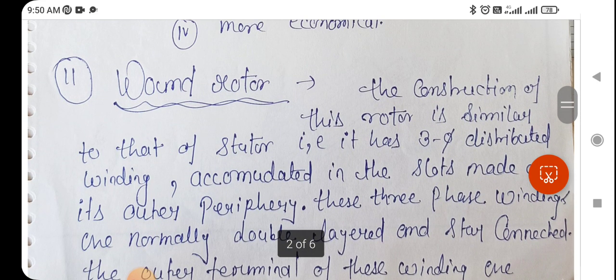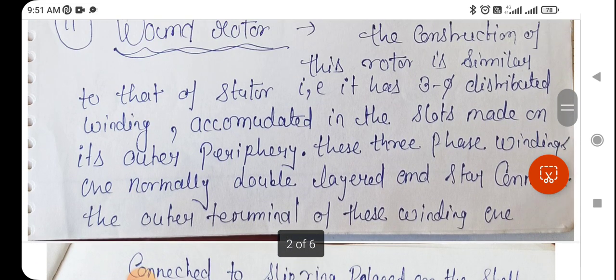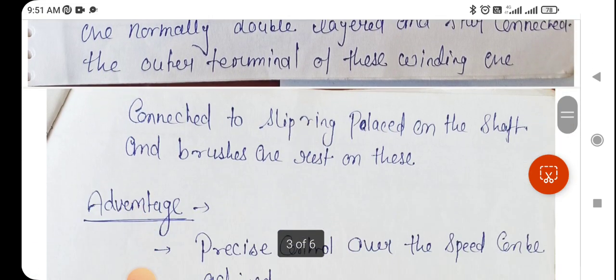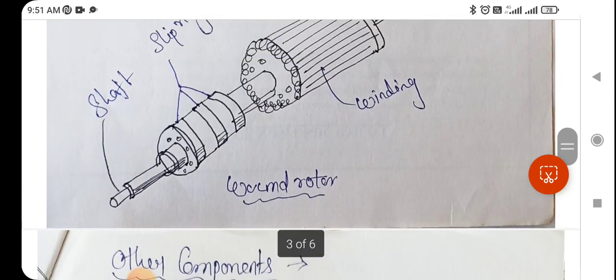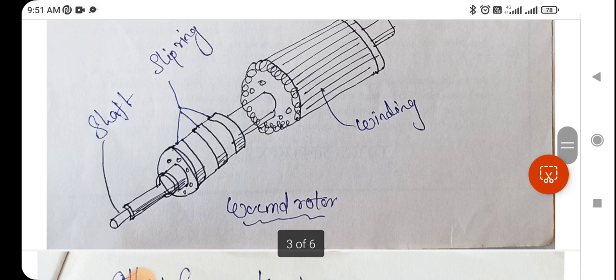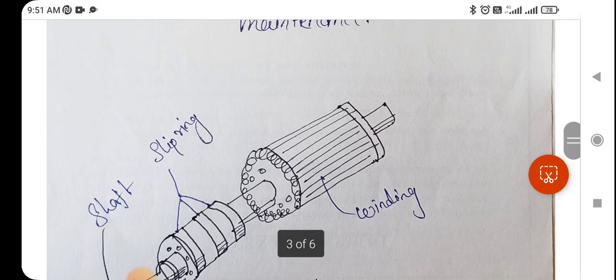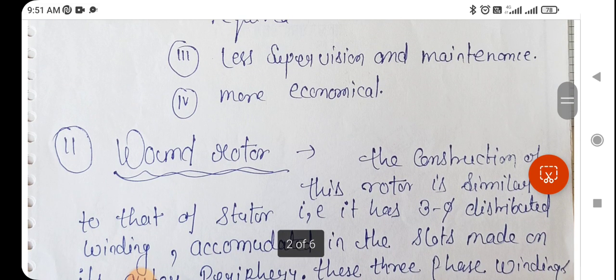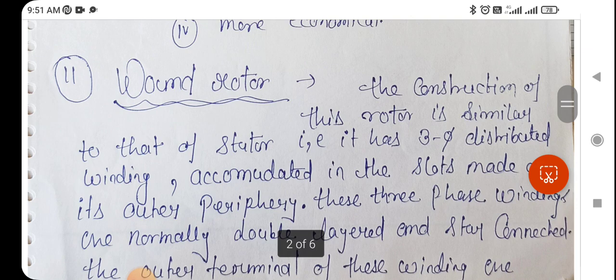So the second one is the wound rotor. This kind of rotor is also known as a slip ring rotor. So this is a diagram of a slip ring rotor. We can see here there are many slip rings connected in this kind of rotor. The construction of the wound rotor is similar to the stator, which has a three-phase distributed winding.